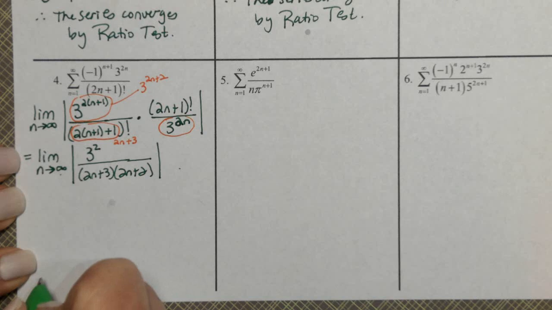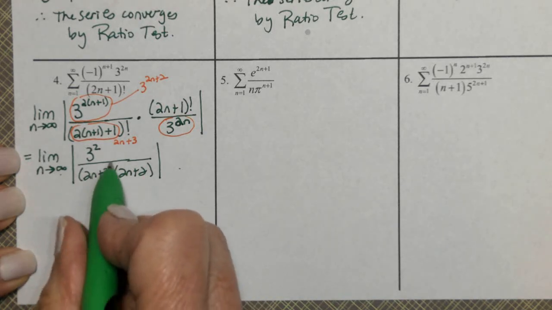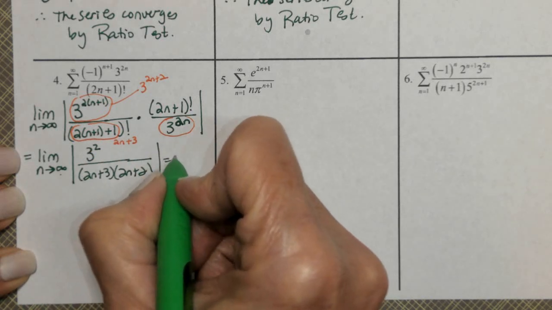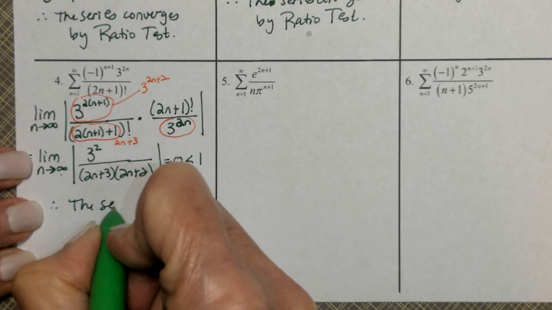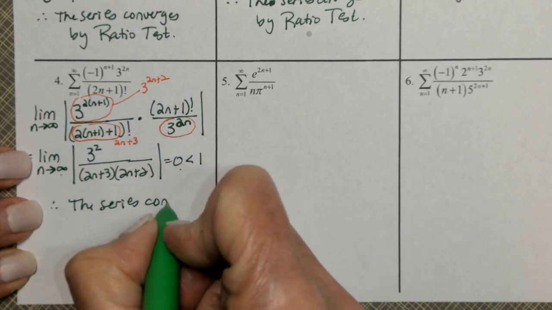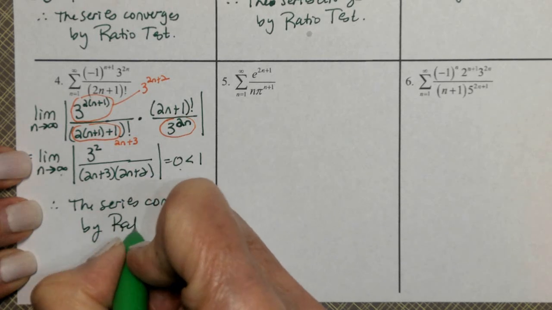Now we're going to let n go to infinity. As n goes to infinity, the denominator is going to infinity. The entire fraction is going to 0, which is less than 1. Therefore, this series converges, as we knew it would, this time by ratio test.